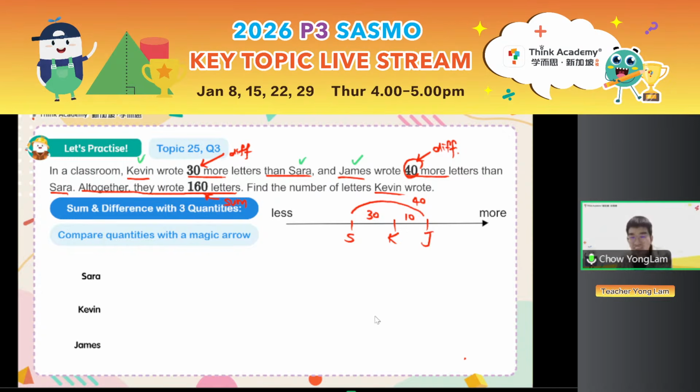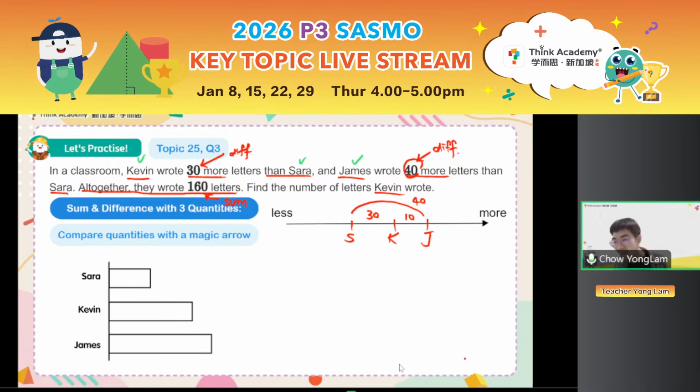Okay, so when we draw the bars, here is a little tip to make your bar model more neat. Please draw the bars in the order from shortest to longest, like a staircase. Okay, so Sarah has the shortest because it's the least, followed by Kevin, followed by James. Okay, and now we are going to label the difference and the sum. Right, first of all, to label the difference, please draw a dotted line.